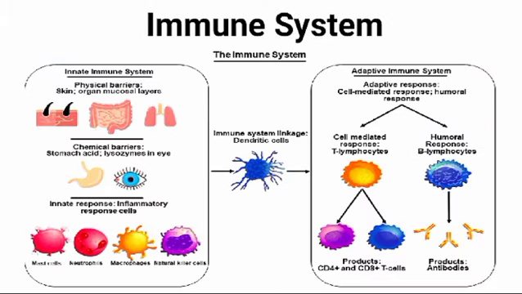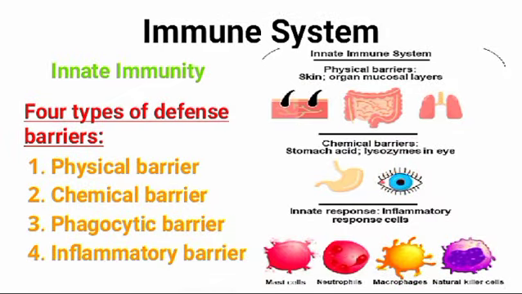There are two types of immunity: innate immunity and acquired immunity. Innate immunity is also called non-specific immunity, that we are born with this capability, and it is also called natural immunity. It consists of mechanisms that exist before infection and are capable of rapid response to microbes. It comprises four types of defense barrier: physical barrier, chemical barrier, phagocytic barrier, and inflammatory barrier.